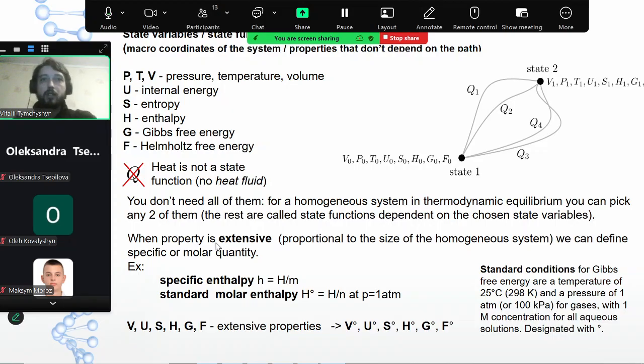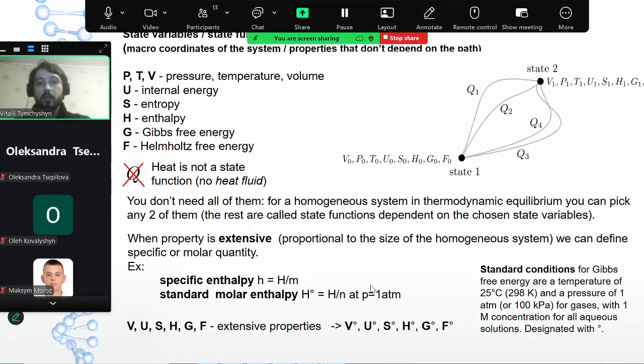A few more notions. A property is called extensive if it is proportional to the size of the homogeneous system. That means that, for example, if we have the enthalpy of 1 mole of gas, and we add 1 mole of gas in the same state to get 2 moles, we will basically need to multiply that by 2. Not all properties are extensive, but some are. So here is a list, for example: volume, internal energy, entropy, and so on and so forth.